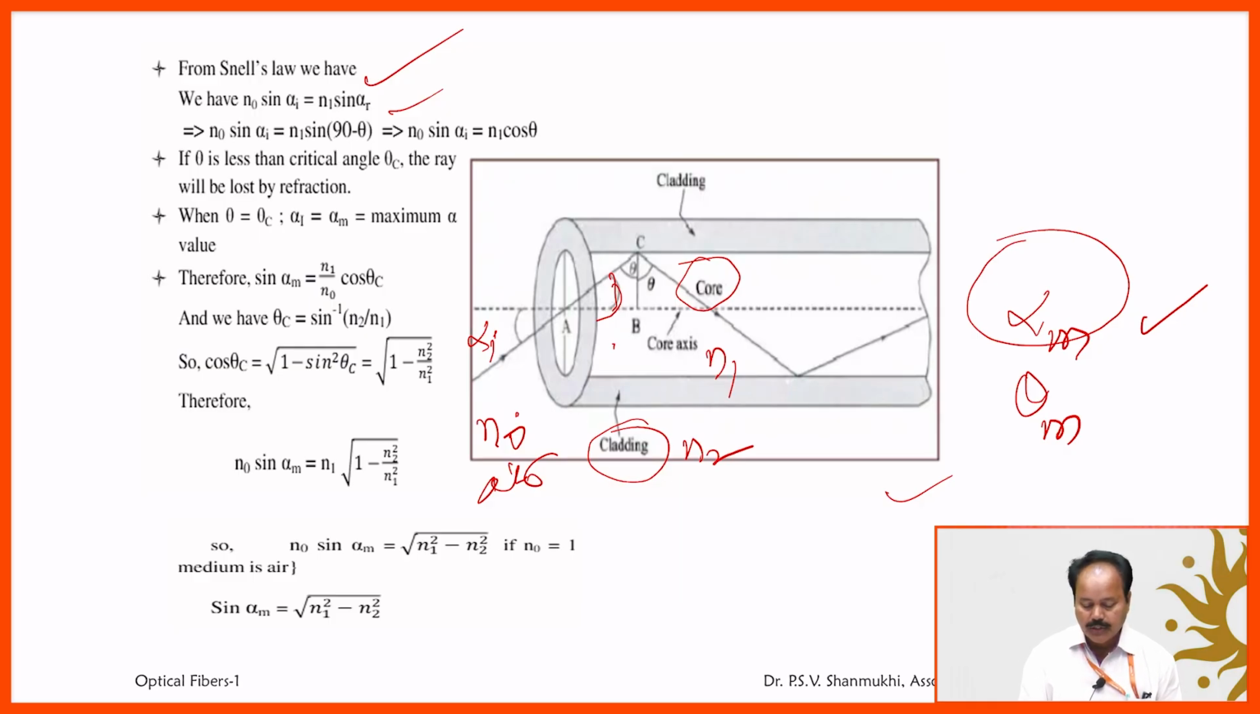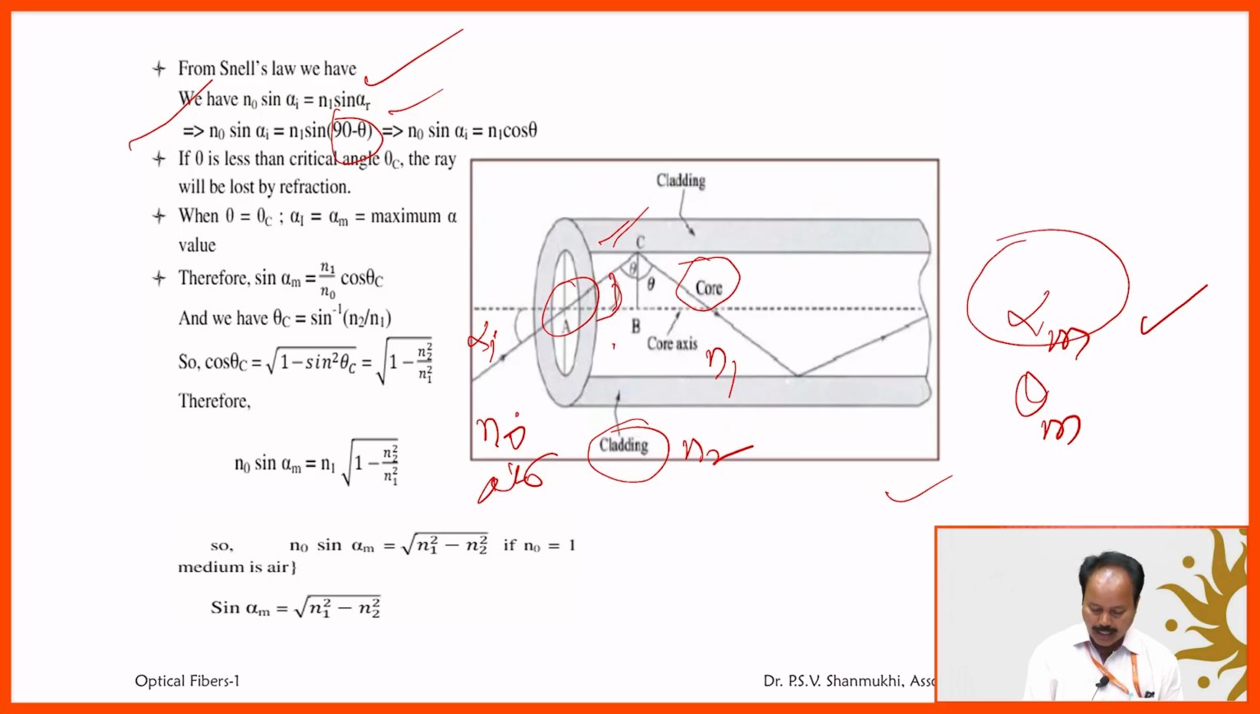Anyhow, the light ray is initially traveling in the medium whose refractive index is N0, the core refractive index is N1, and the cladding refractive index is N2. First, observe that at point A there is a refraction of the incident beam, so we can apply Snell's law: N0 sin alpha is equal to N1 sin alpha R. Alpha R is given by 90 minus theta. Actually, at the core and cladding interface, the angle is taken as theta here.